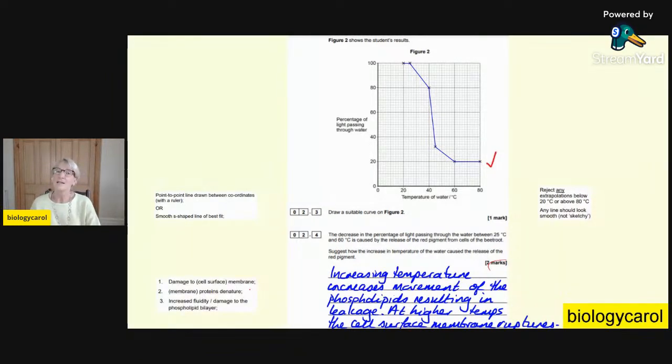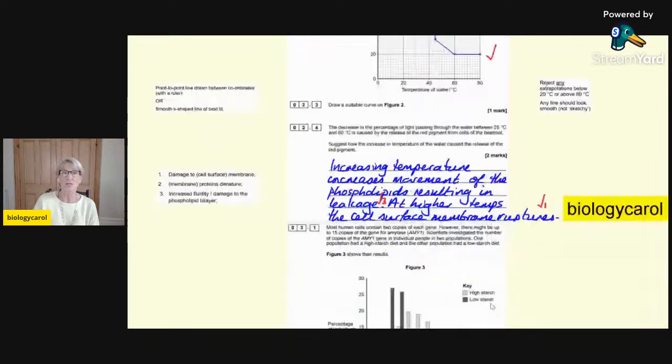And here is the mark scheme. Now, I've given myself mark point 1 here because membrane rupturing, I believe, is the same as saying that there is damage to the membrane. And I kind of hope that I might get mark point 3 because I'm talking about this increased kinetic energy, i.e. increased fluidity of the phospholipid bilayer. I'm not sure I would have got mark point 3. So, you know, we could take that out of the equation if we wanted to.